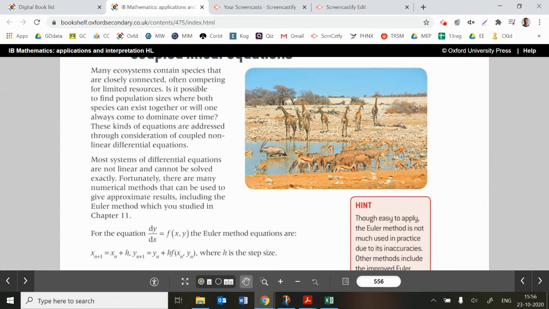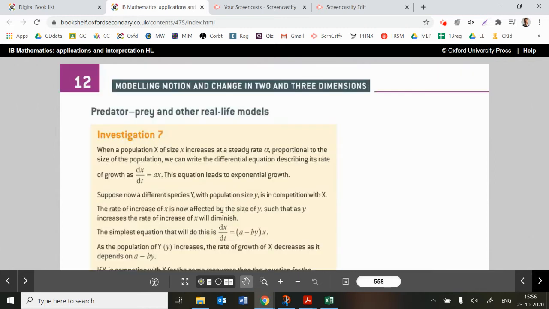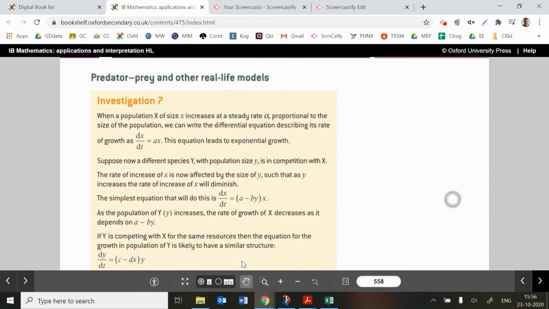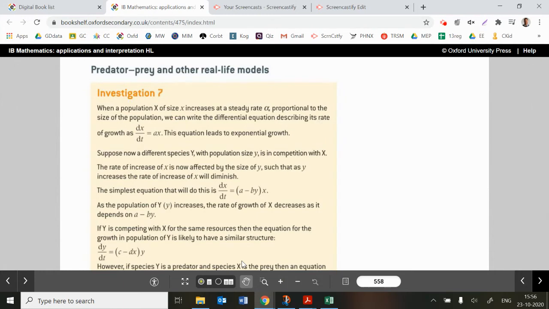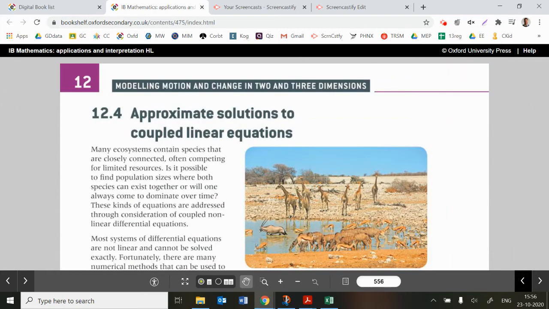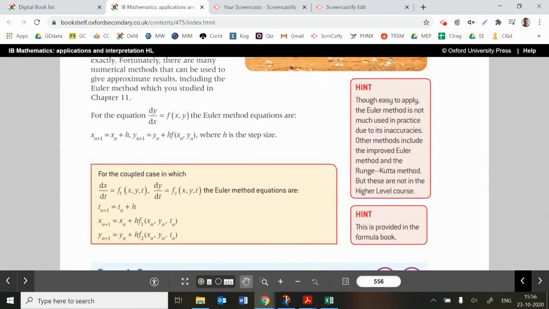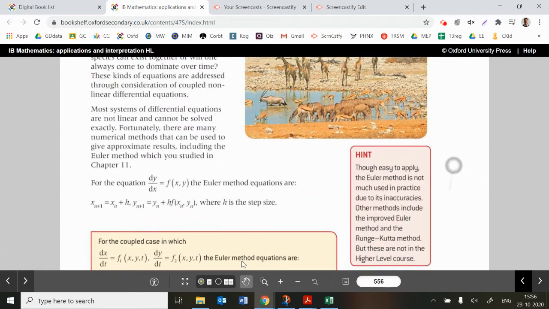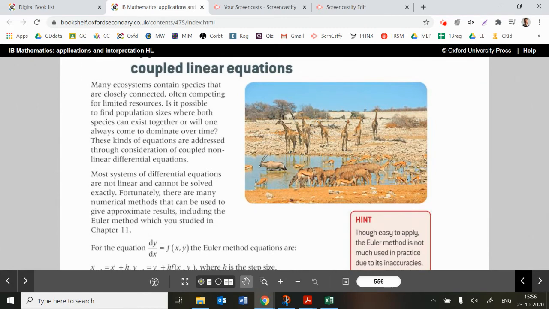Now, that's where we're going with the next exercise. So we're going to put this in context in the next exercise, and it's going to look at predator-prey models. That's really interesting, real-life applications of all of this. But at the moment, we need to look at the approximate solution to coupled linear equations.